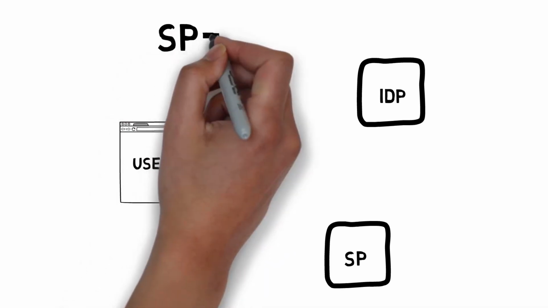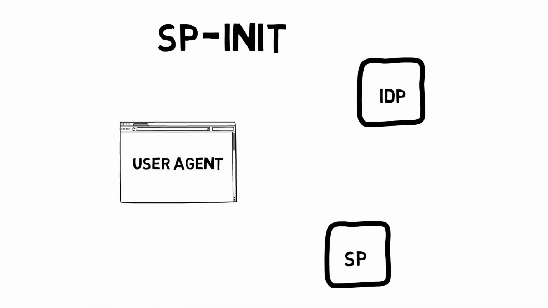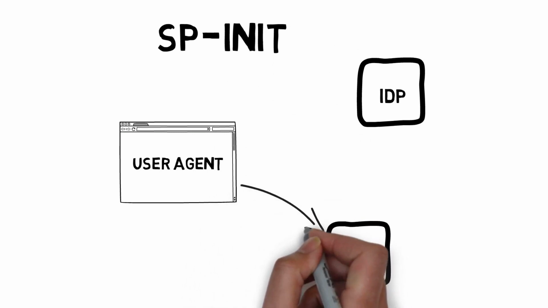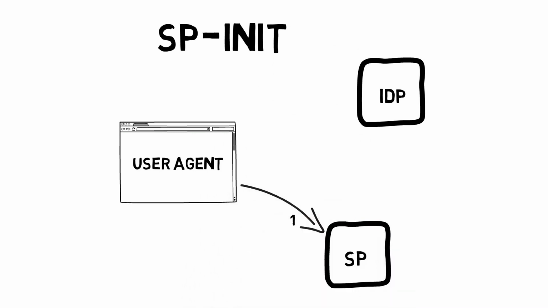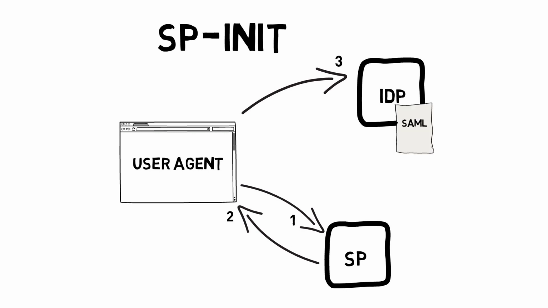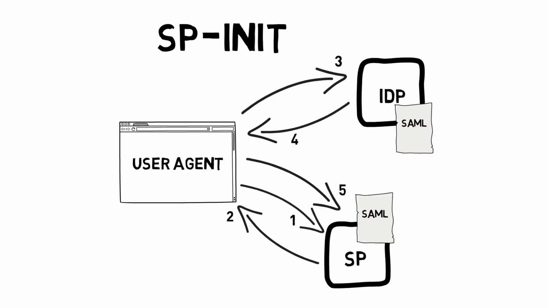The second method of initiating the authentication flow is referred to as the SP-initiated flow. Here the user starts by reaching out to the service provider. Since the user is not authenticated, the SP redirects the user to the identity provider using a request for authentication message. Once the user is validated, the IDP generates the SAML assertion. The assertion is sent to the SP via the user agent, and the session can start.